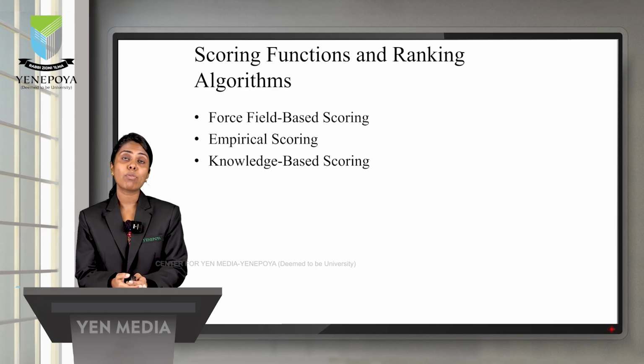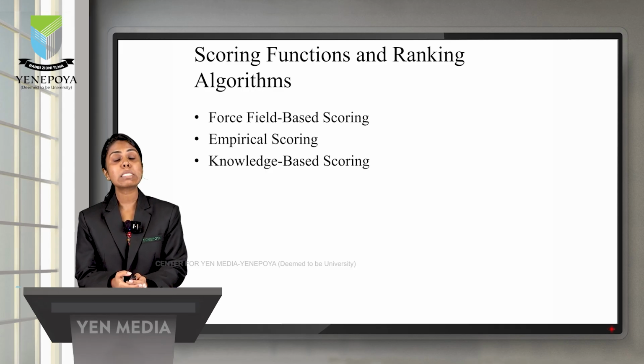There are three types of scoring function: the force field, empirical scoring, and knowledge-based scoring. Force field is nothing but it will give the score based on the physical force. Physical force can be the attraction, repulsion, ionic interaction between the atoms of the ligand and the protein. Empirical scoring is based on a mathematical equation, based on factors like hydrogen bond, hydrophobic interaction, ionic interaction. All these it will add up and give the score.